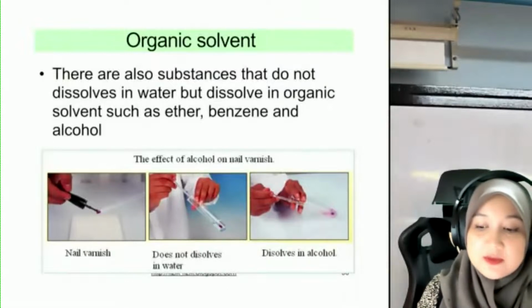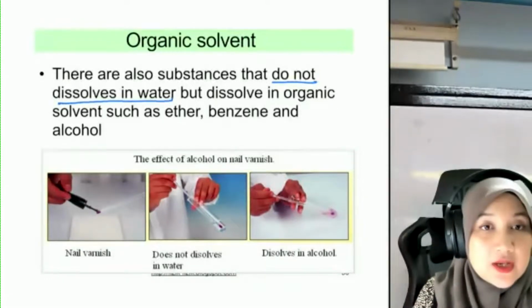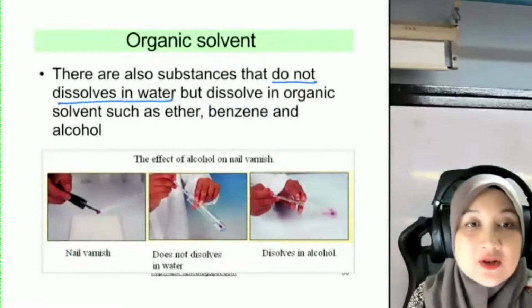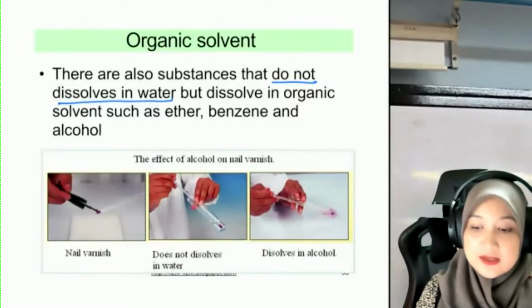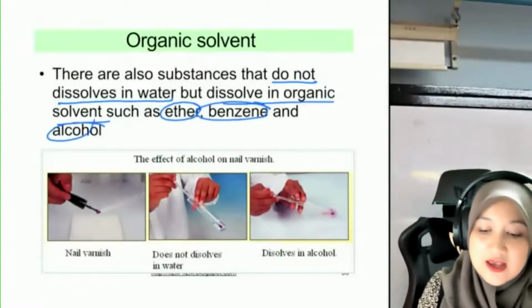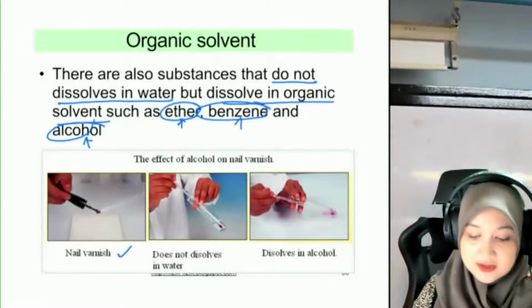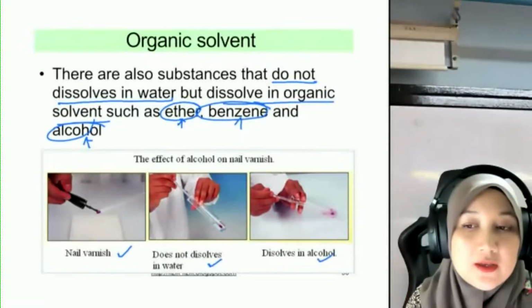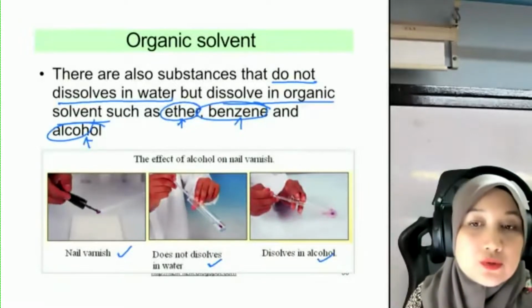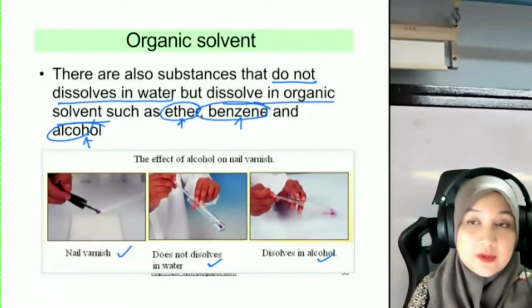There are also substances that do not dissolve in water, for example, oil. Oil is an organic solvent because it does not dissolve in water. So anything that does not dissolve in water is considered an organic solvent. But they dissolve in organic solvents such as ether, benzene, and alcohol. These are examples of organic solvents. Nail varnish does not dissolve in water, but it dissolves in alcohol. If you're going to remove your nail varnish, you cannot remove it using water. You have to use alcohol to remove it from your nail.